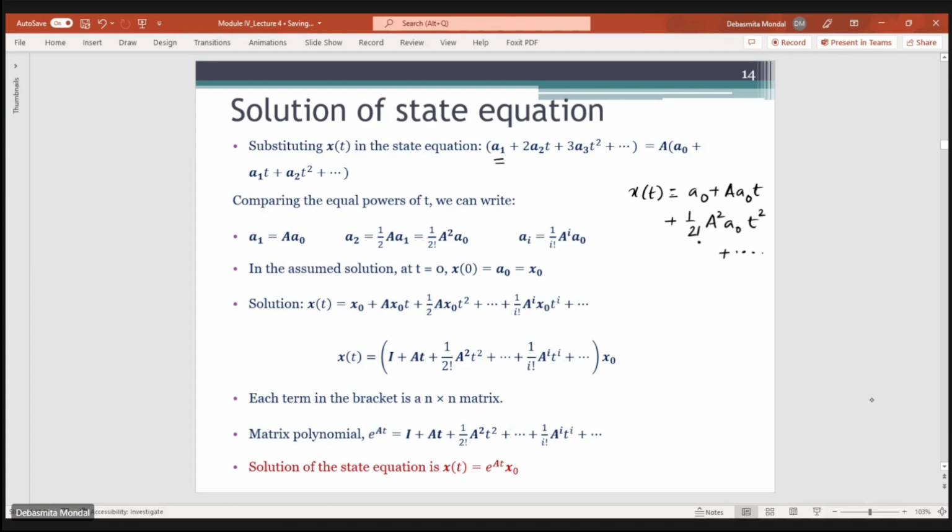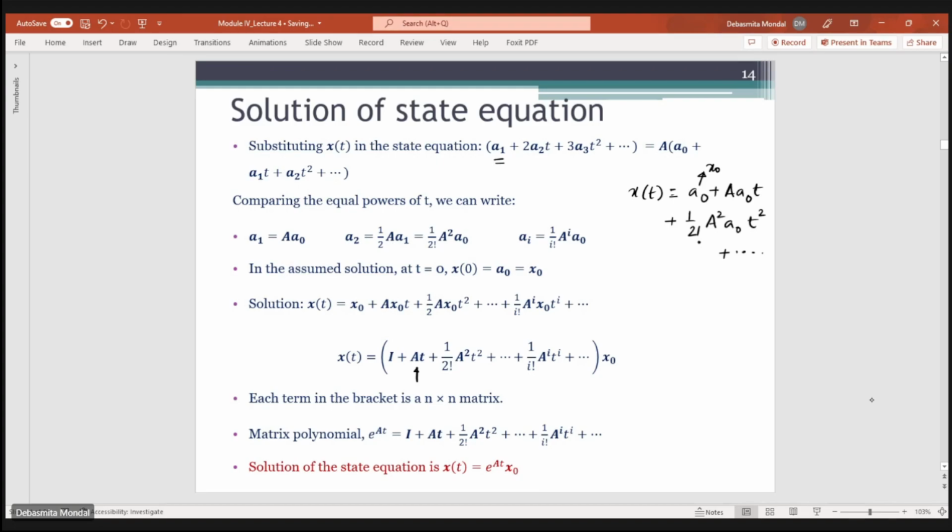Okay, and a0 is nothing but x0, so you can substitute a0 by x0. If you take this x0 outside, you can write that the value of x(t) will be equal to I plus A t plus 1 by 2 factorial A square t square, and so on and so forth. And you see that this I is also an n cross n matrix. The value of A is also an n cross n matrix. A square is also an n cross n matrix. So all the terms in the bracket are individual n cross n matrices.